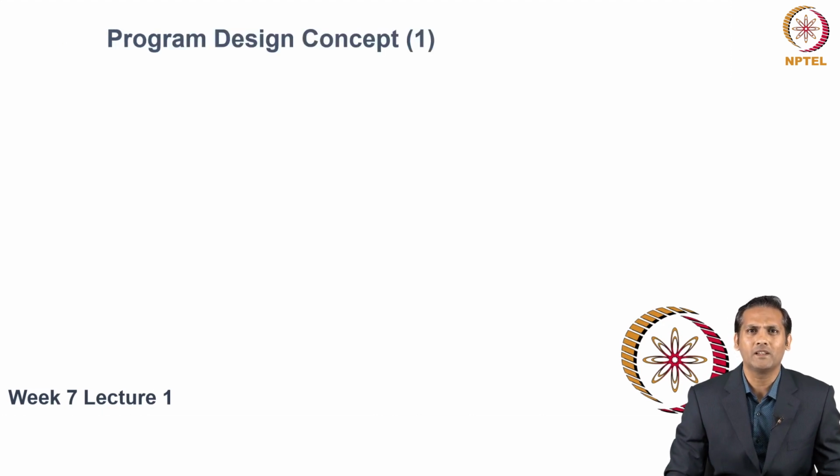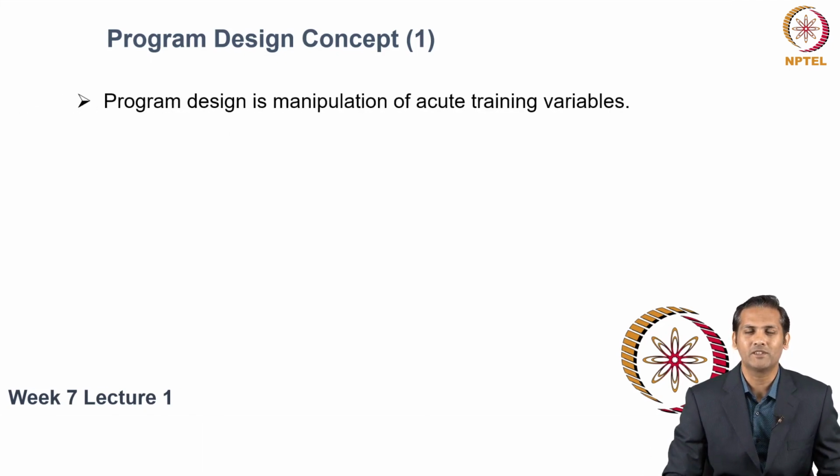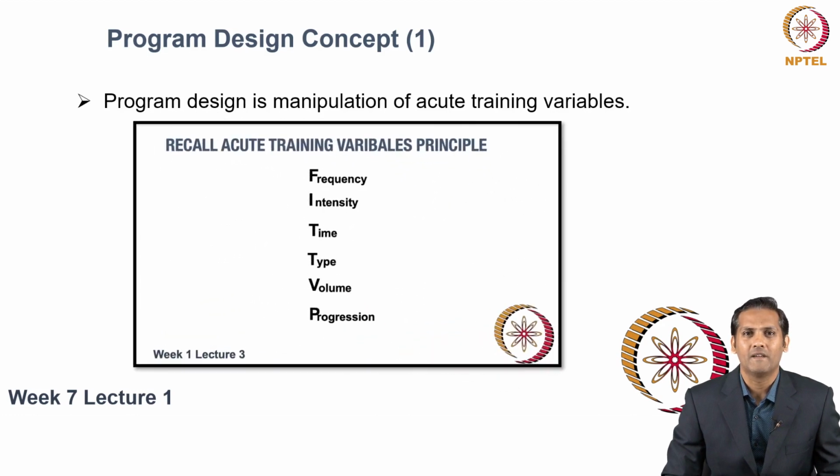Let's explore by starting with the different concepts of program designing. The first concept is program design is a manipulation of acute training variables. Recall acute training variables, which were covered in Week 1. These are frequency, intensity, type, volume and progression, FITTVP. And these acute training variables are the first concept in program designing and the first step towards designing a program to develop any fitness variable.